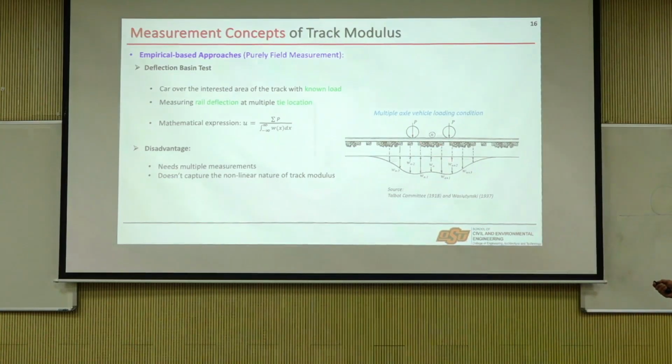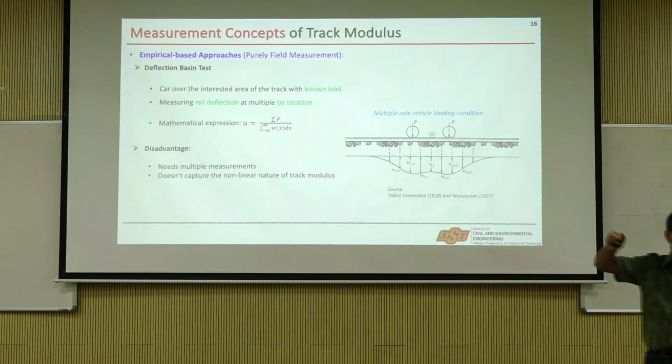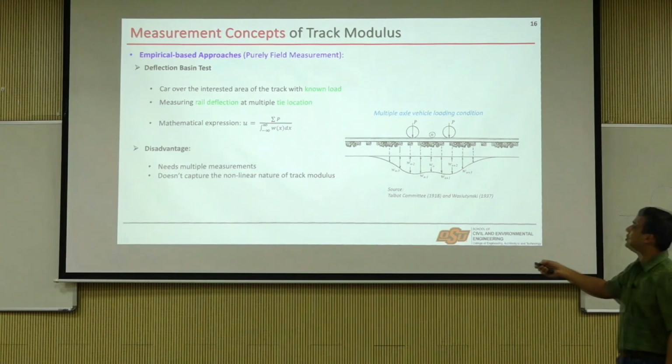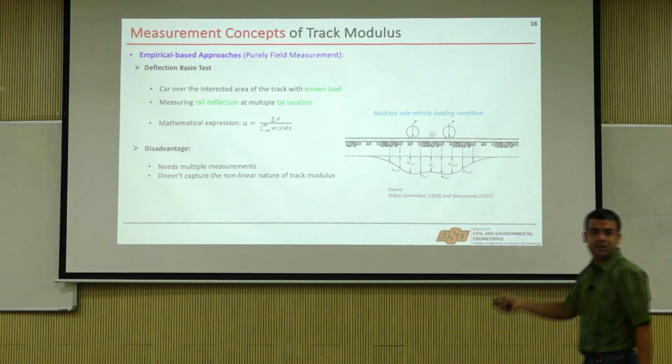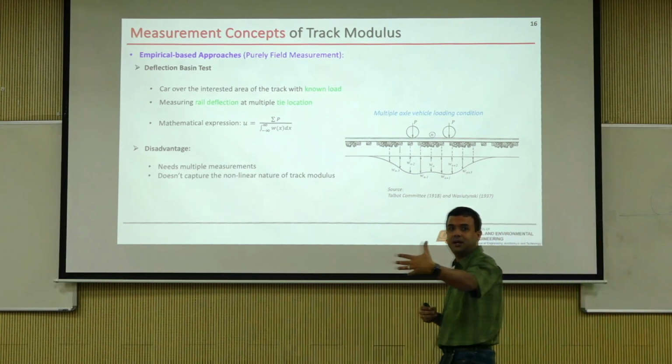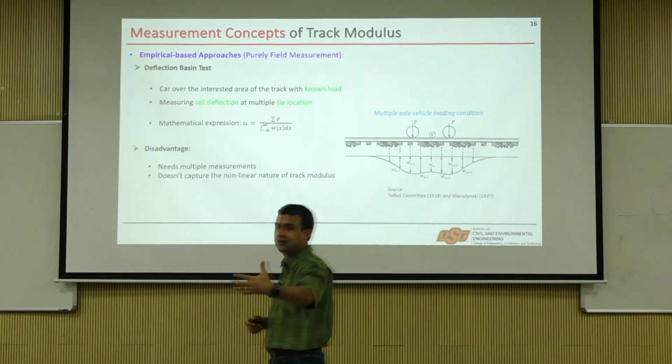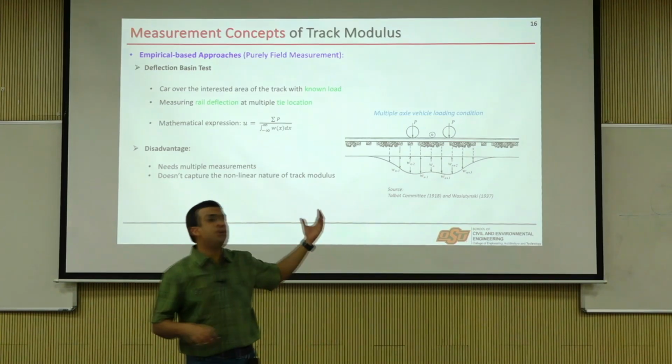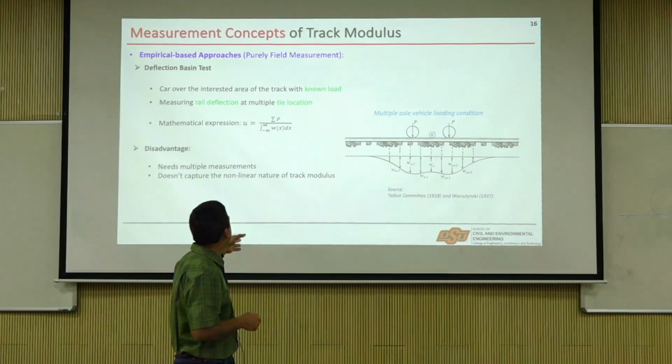You have multiple loads on the rail, and then you measure deflections at each point. Because u is kind of an area, if you integrate from minus infinity to infinity, it's a summation, basically an area. And then the summation of p divided by the summation of w kind of gives you an idea of your track modulus, right? This is theory. How do you measure this?